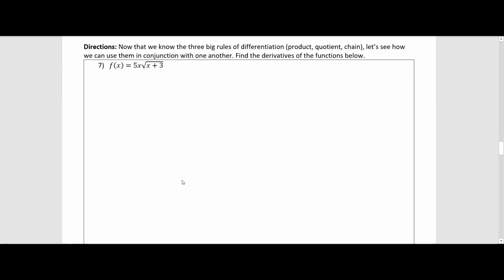Now that we know the 3 big rules of differentiation, the product, quotient, chain, we also have the power rule back in there from our previous unit. We're going to now see how we can use them in conjunction with one another. So again, we're going to do problem 7. I encourage you to pause the video, try it on your own, see what rules are required here to do that correctly, and then we are going to go over it.